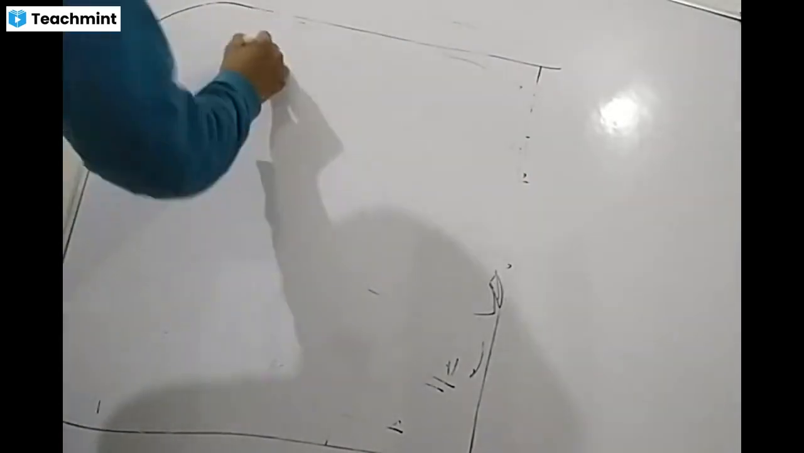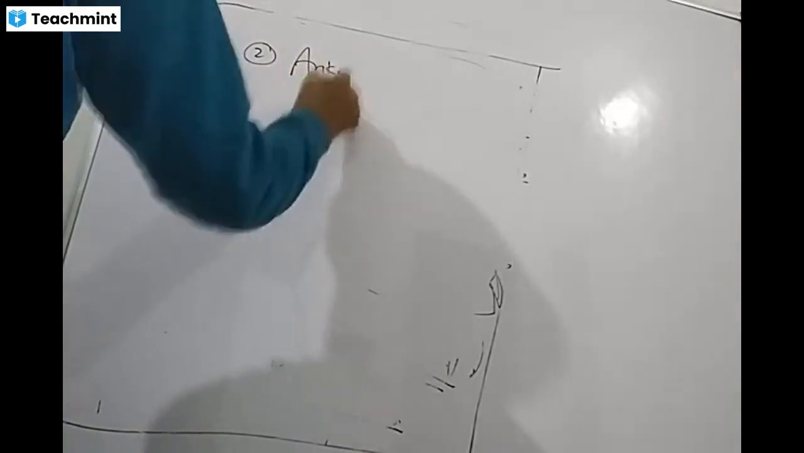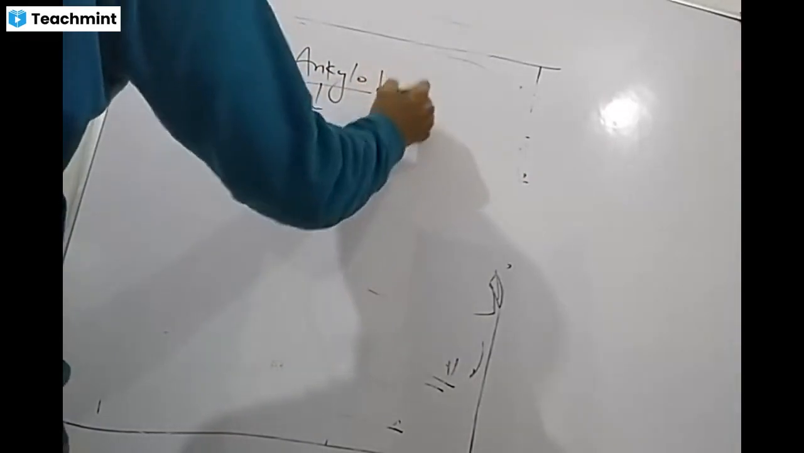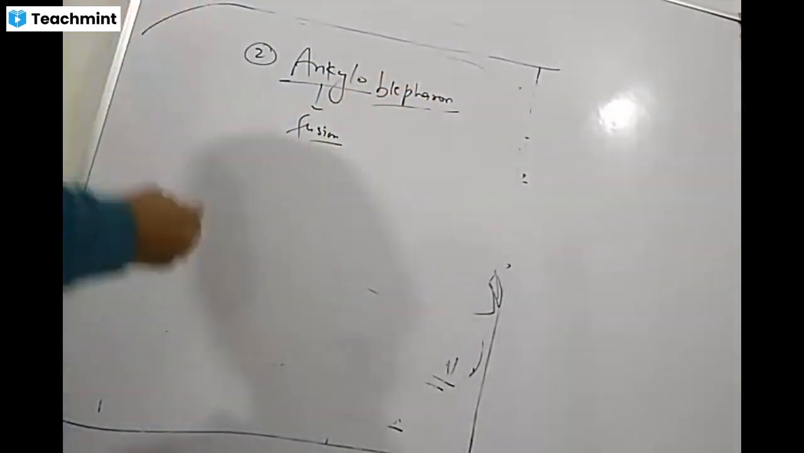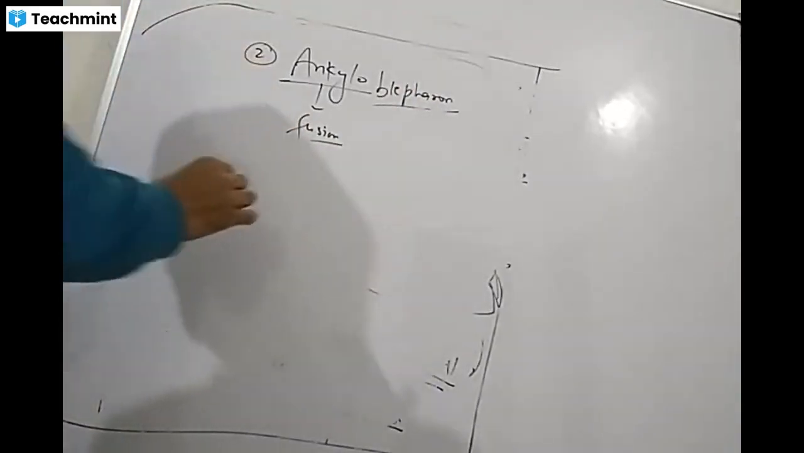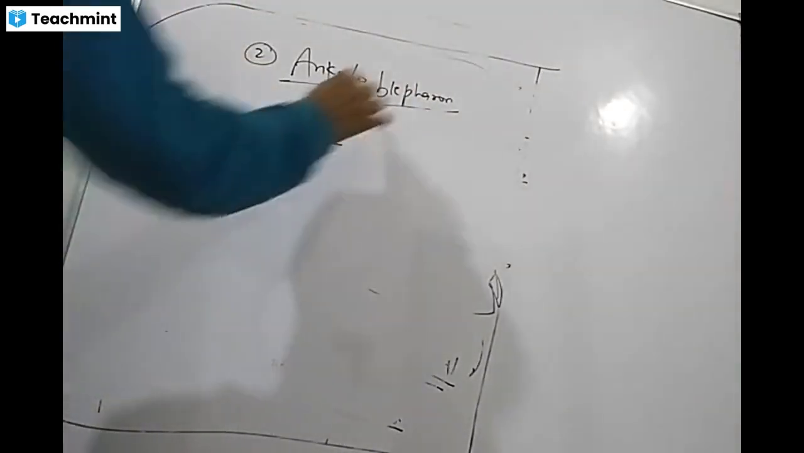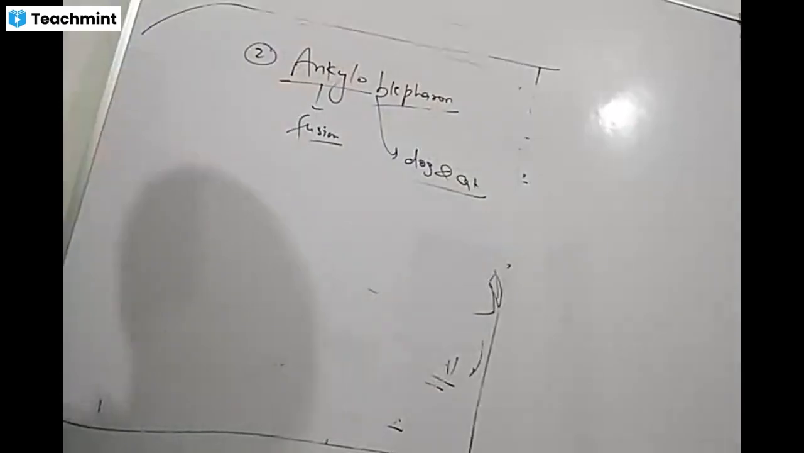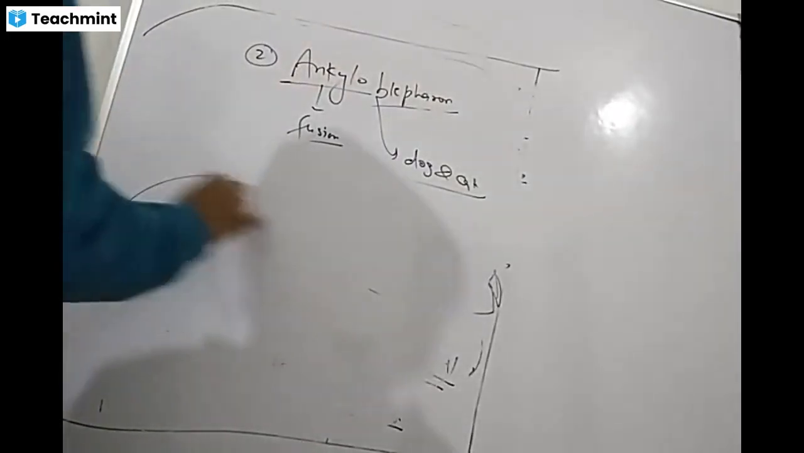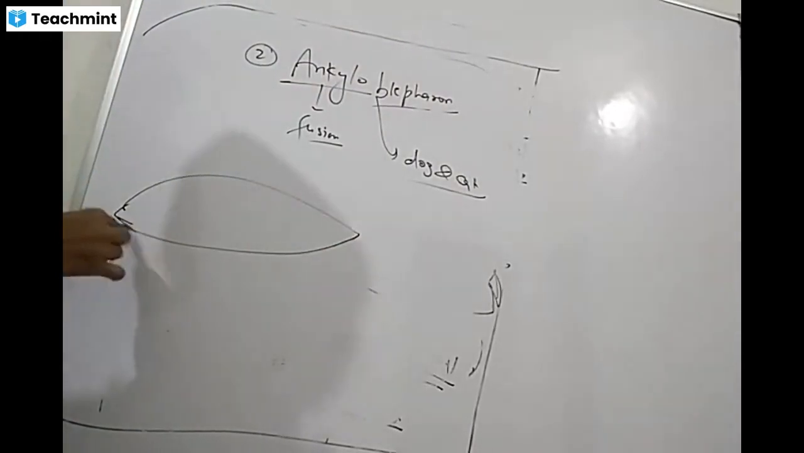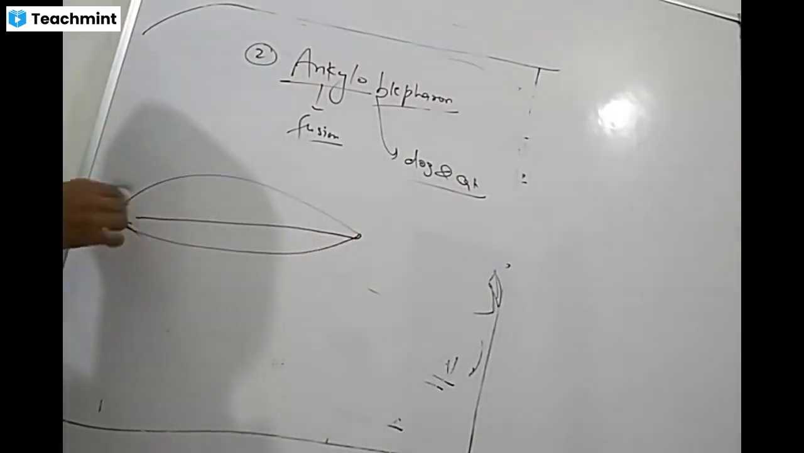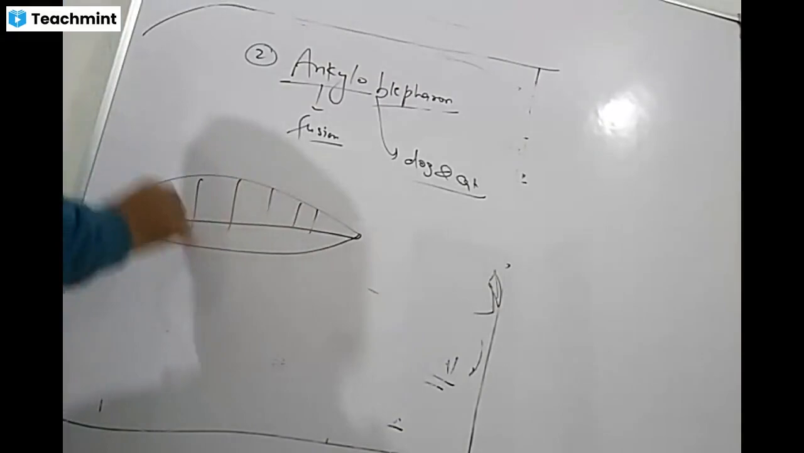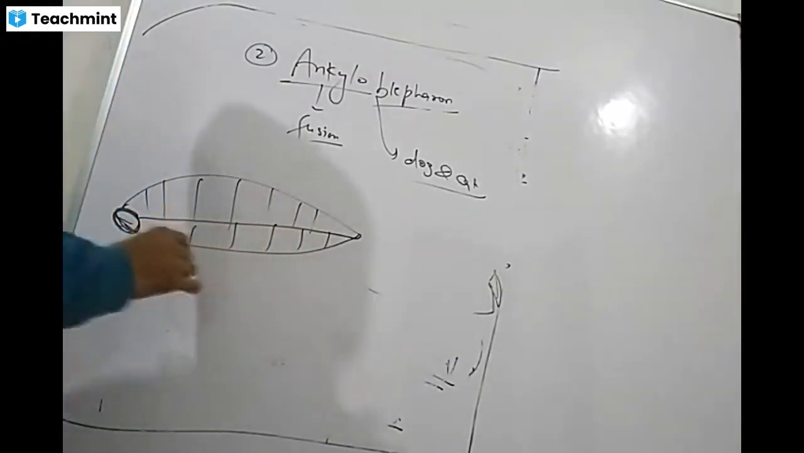The next terminology is ankylo. Ankylo means fusion. Blepharon means eyelid. So this is a pathological condition, but in case of dog and cat, it is normal and physiological. This is your eye having upper and lower. This is the upper eyelid. This is the lower eyelid.